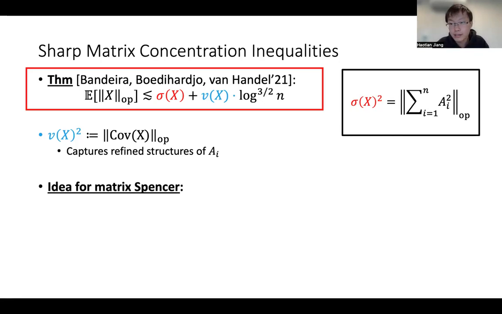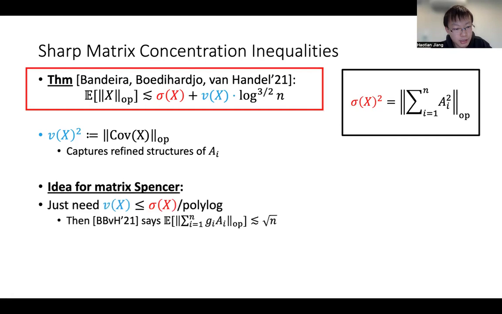Here's how we can use this result for matrix Spencer. All we need is that this additional parameter v(X) is at most sigma(X) over a poly-logarithmic factor. Then this result directly implies the random coloring would have discrepancy root n. However, this is of course not true in general, because we know random coloring has big discrepancy.